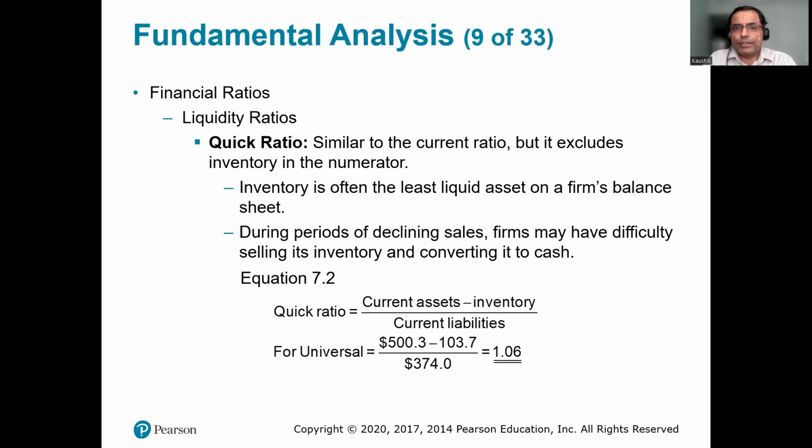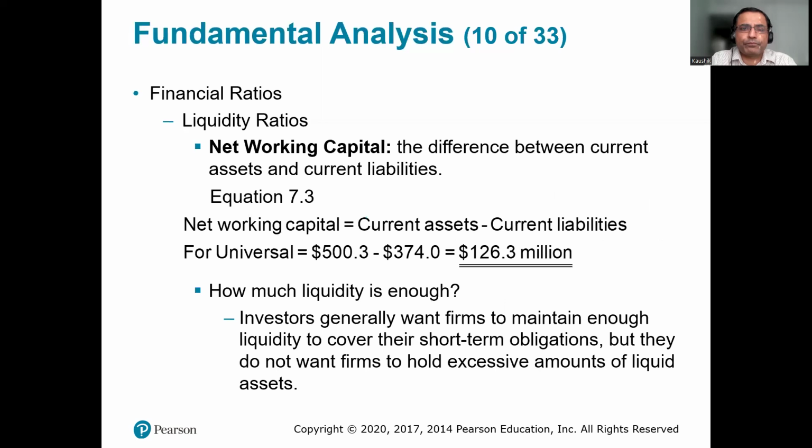Another ratio is the quick ratio. In this case, we subtract inventory from the current assets because inventory is the least liquid and it is difficult to dispose of and acquire cash. So we only look at current assets excluding inventory and try to determine whether it is sufficient to pay off all current liabilities. Again, this ratio should also be more than 1.